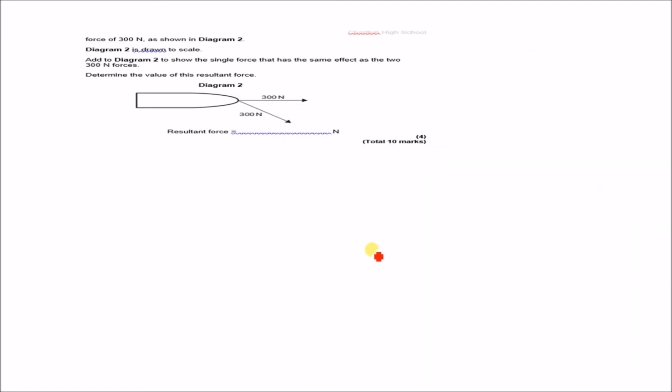Okay, moving on to the last question. So this is one of those vector diagrams. In this final question, it's about vectors, and you can see there's a 300 Newton force that way, which I worked out as 3 centimeters. So if that one is 3 centimeters, that has to be 3 centimeters because they're the same size force. When I worked out the angle, I worked out that that was 40 degrees.